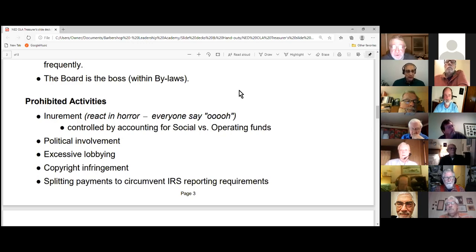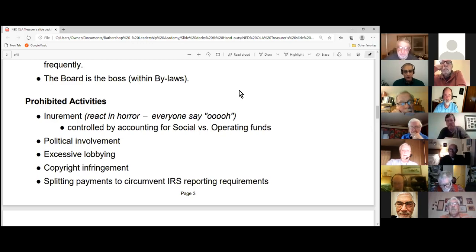So prohibited activities include political involvement. We certainly can't get involved with elections or with any pending legislation. Lobbying, the word excessive is prohibited, but lobbying per se is not prohibited. In very, very limited amounts, you are allowed to lobby. Now, the IRS has a very narrow definition of the word lobby. They take it to mean efforts to attempt to influence pending legislation.